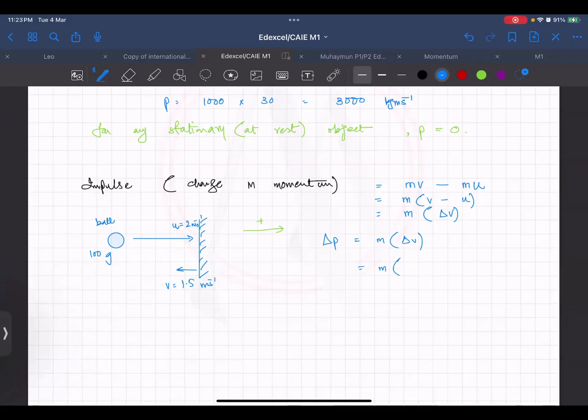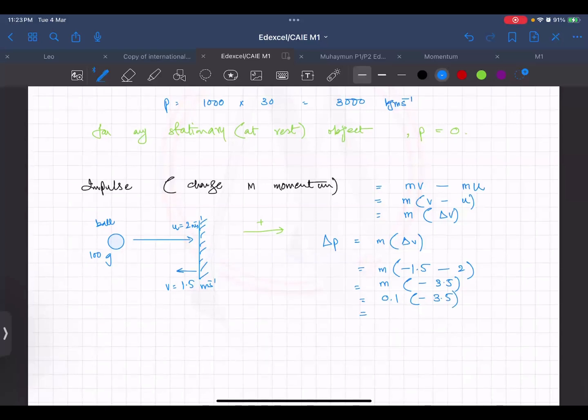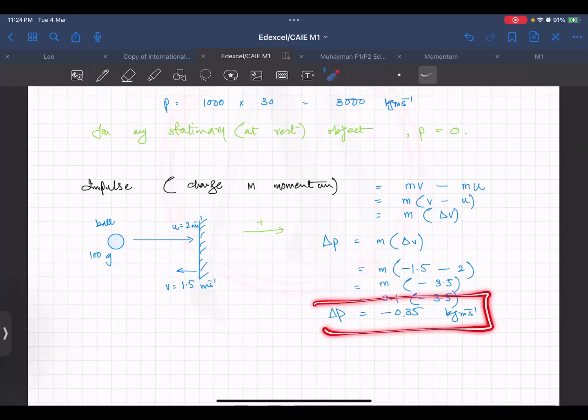So the final velocity is in the opposite direction, so minus 1.5, and then minus the initial velocity, which is to the right side, so minus 2. When you solve this, you will get minus 3.5. And the mass is 100 grams, so this would be 0.1 kg. So this becomes negative 0.35 kg meter per second. This is the change in momentum, and the negative sign shows us that the direction of the impulse is to the left side.